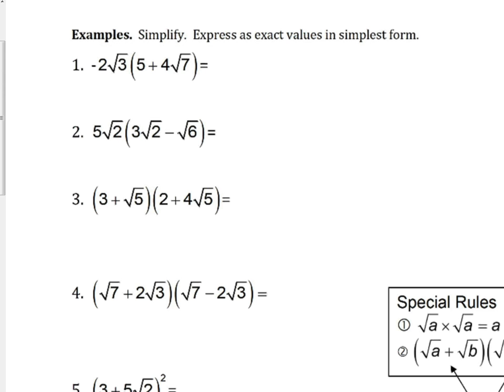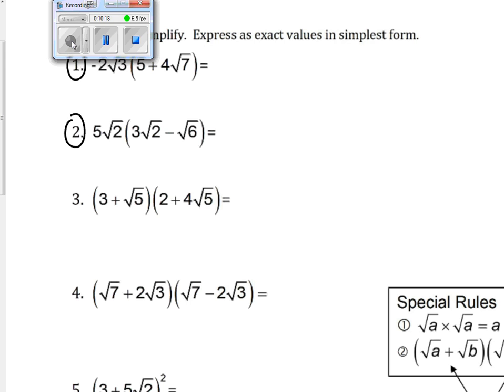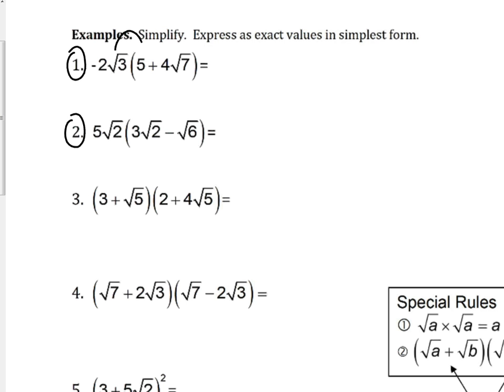Okay, try 1 and 2 by yourself. Then we'll go through them, because it's just more distributive law. Try those two. So expand them and then simplify if needed. First, you should have had negative 10 root 3 minus 8 root 21. Can you simplify either of those? No. It's supposed to be 3. Okay. The second one, you should have, and you might have gone straight to this.